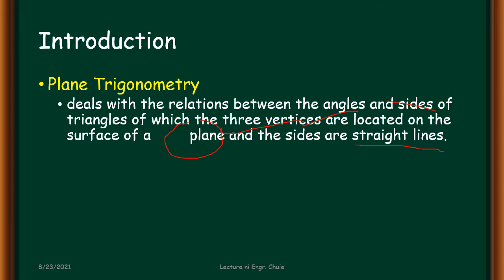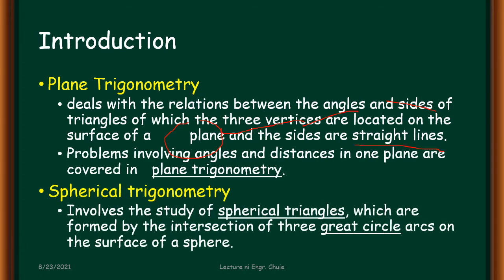And spherical trigonometry involves the study of spherical triangles. The triangle is spherical, so it is no longer straight, and is formed by the intersection of great circle arcs on the surface of a sphere. When we say great circle, for example, if we take a globe and slice it into half, the slice will pass through the center of that globe. That half face is called the great circle.